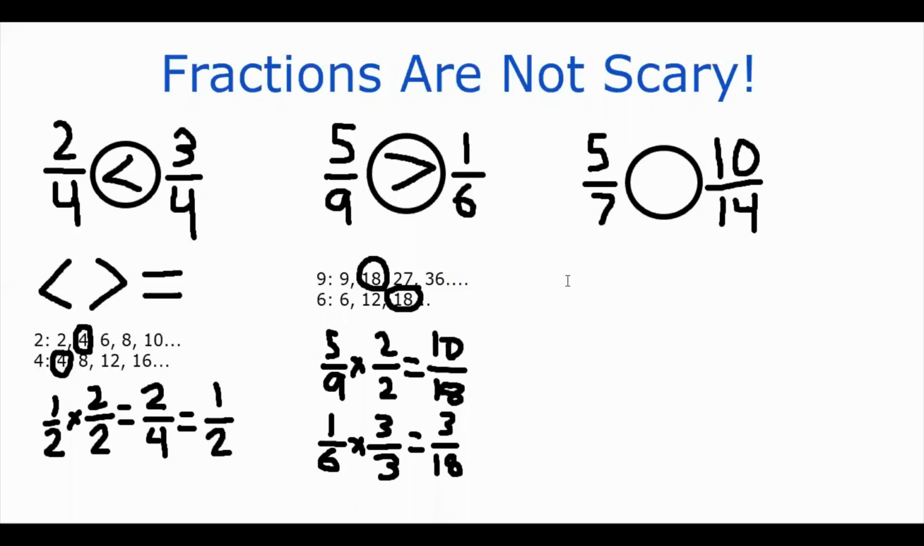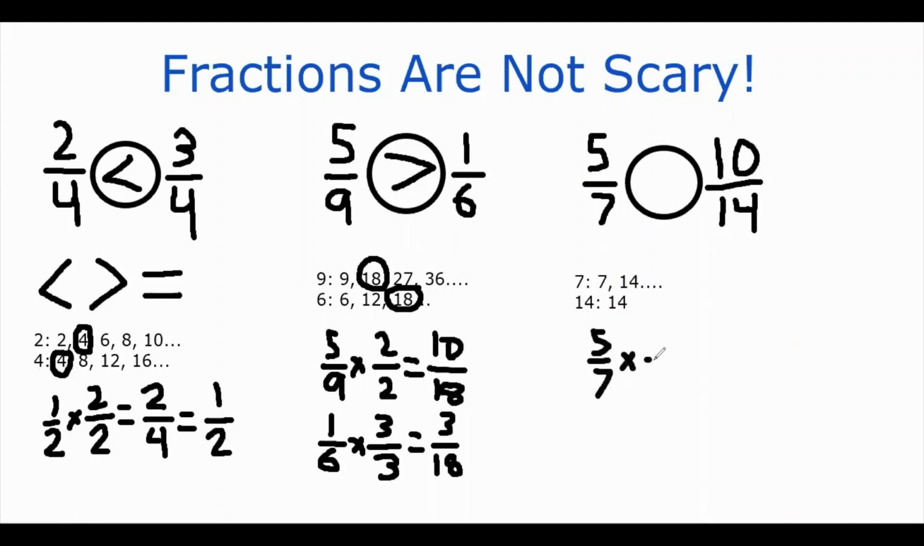Let's do the same thing for this last problem here. Multiples of 7: 7, 14, and I don't have to go any further because 14 itself is a multiple. So I don't even have to change 10 over 14. I'm just going to change 5 over 7.